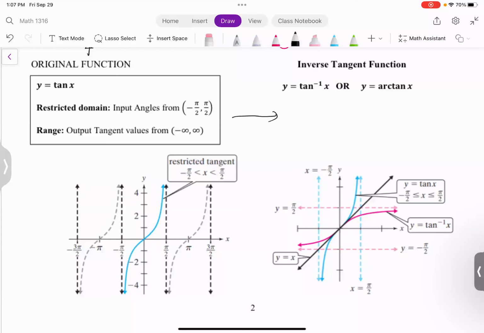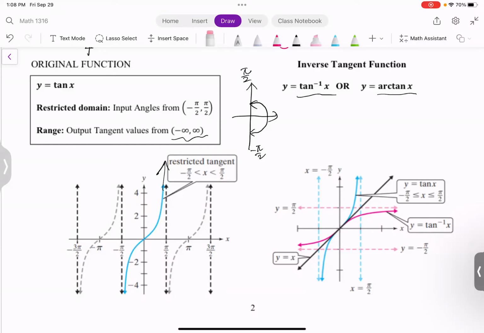So can you graph your angle on a unit circle? Yes, it's between negative half pi to half pi. So in these two quadrants, then I have the inverse function for the tangent. The inverse function is inverse of tangent x or arc tangent x. And the output value, the y's value is from negative infinity to infinity, because you see my graph all the way going up, all the way going down.